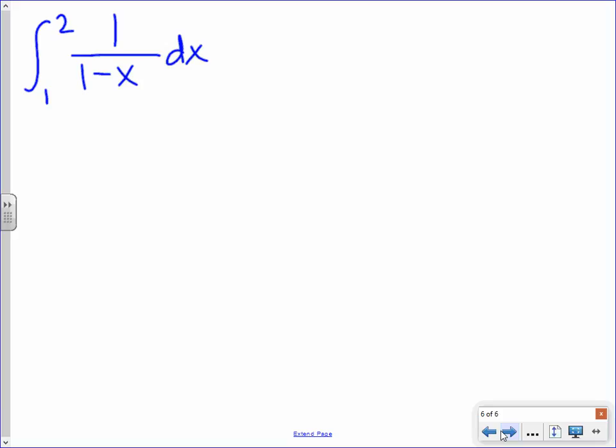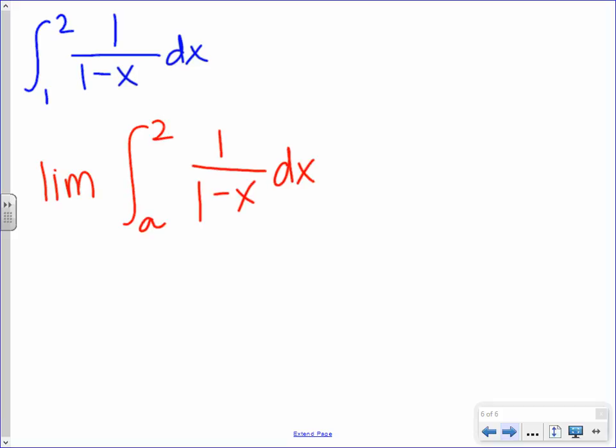In this problem, what is the issue with our limits of integration? One is where we have a vertical asymptote. So instead, we're going to have to write this as a limit. What would you like to replace 1 with? A sounds great. Right or left-hand limit? This would be a right-hand limit because all of the numbers in our interval are to the right of 1.